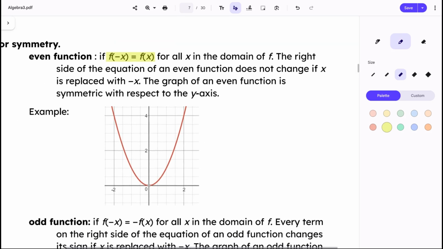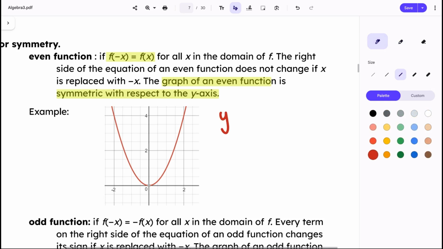If a graph is even, so I'm going to highlight this too. If a graph is an even function, it's symmetric to the y-axis. That means that the y-axis is acting like that line that can cut your graph in half. Probably the most common graph that you guys know that would be an even function is a quadratic. Okay, so remember quadratic graphs are y equals x squared.